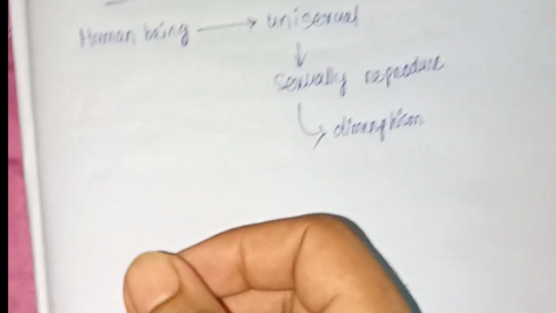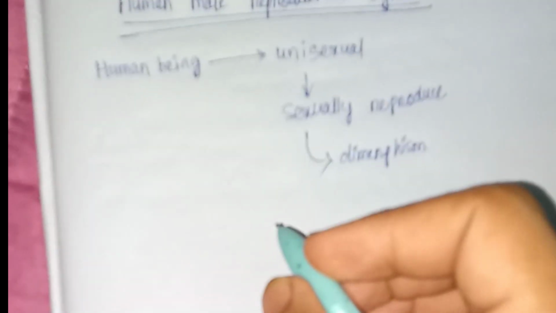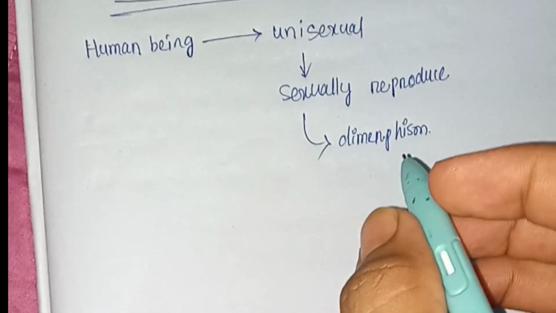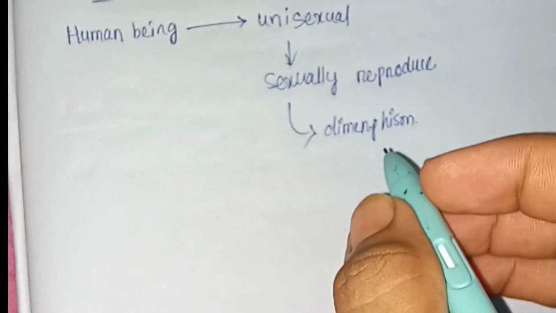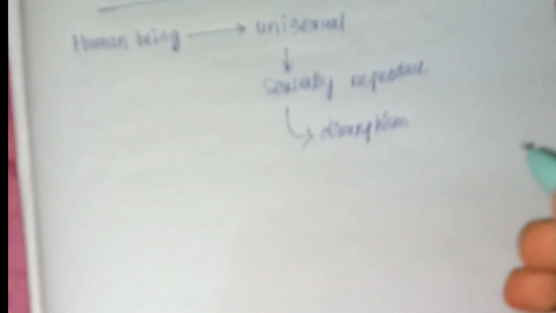Next point, that is human male possess reproductive system called male reproductive system. Then the male reproductive system consists of a pair of testes which is called primary reproductive system.